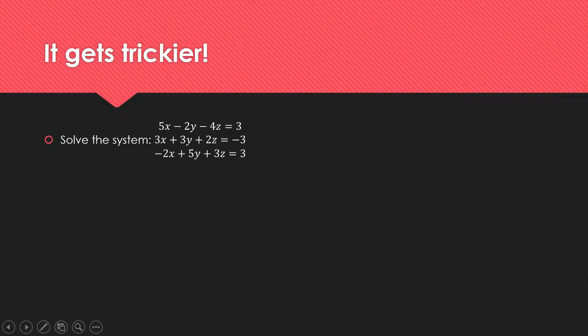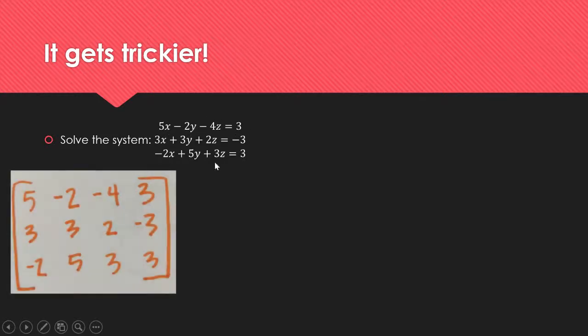Now, the big guys. This one, we have this big system of 3 equations, 3 variables. We're going to do the same thing. This is where the calculator makes your life way easier. So I get rid of my variables. So my top line is 5, -2, -4, 3. Line 2 is 3, 3, 2, -3. And line 3 is -2, 5, 3, 3.